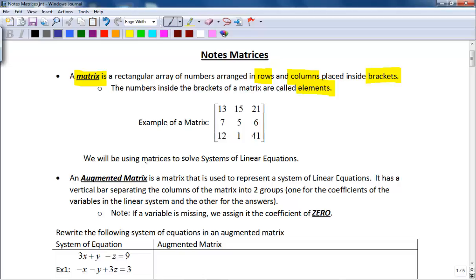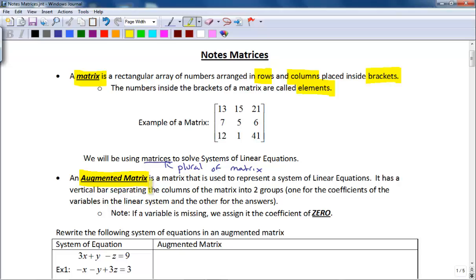Now we will be using matrices, and this is the plural of a matrix. So we're going to be using matrices to solve systems of linear equations. Let's first start talking about what an augmented matrix is. An augmented matrix is a matrix that is used to represent a system of linear equations.